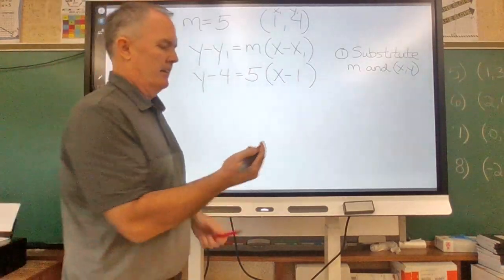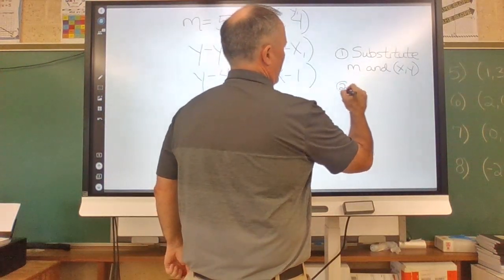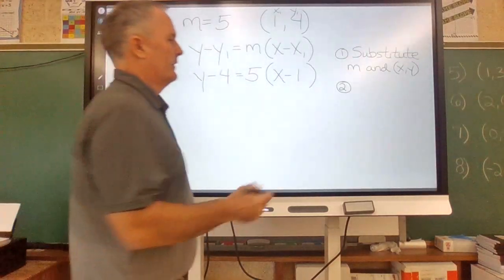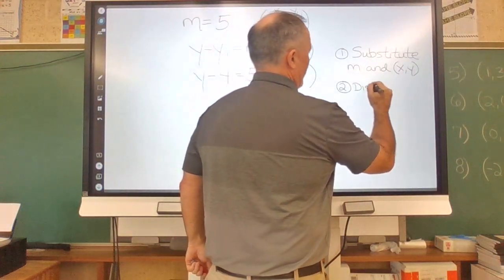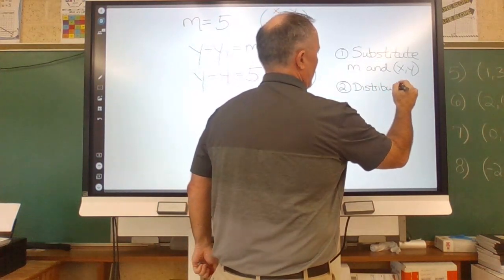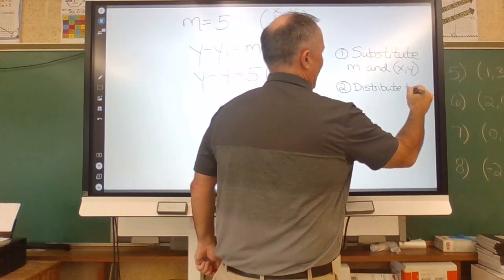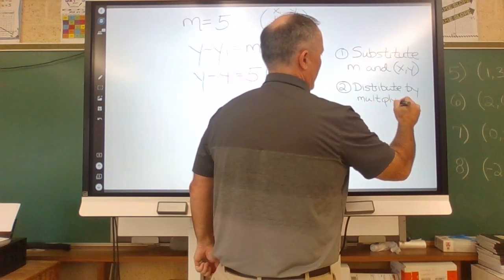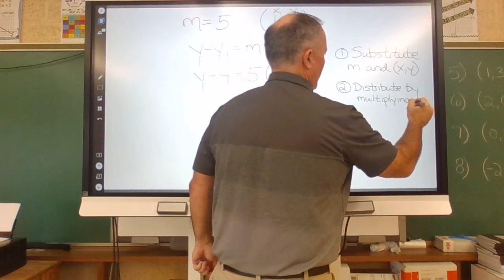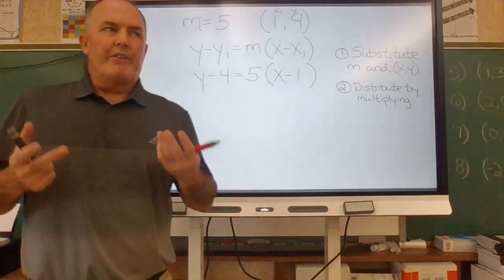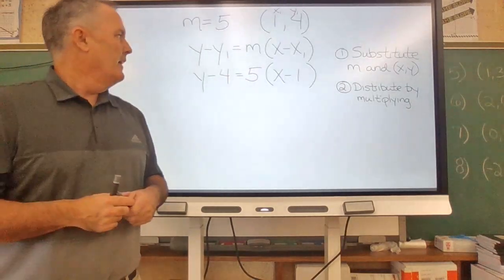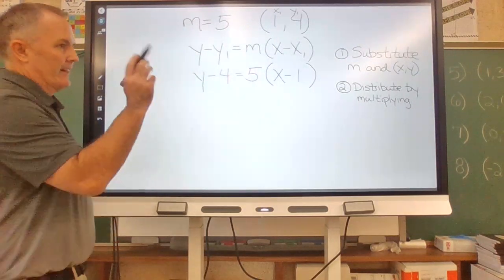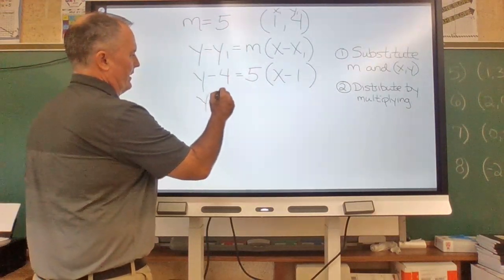Second step, we're going to distribute by multiplying. Now, really what we're doing is we're going to follow the order of operations, or PEMDAS. But we can't do anything to the left side. I can't take away 4 from a y, so that's going to stay the same. Nothing changes over here.